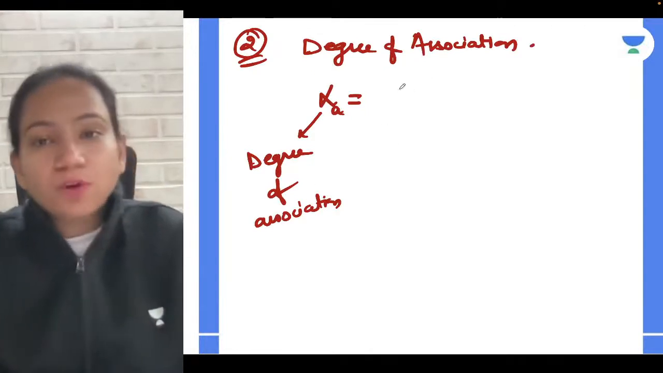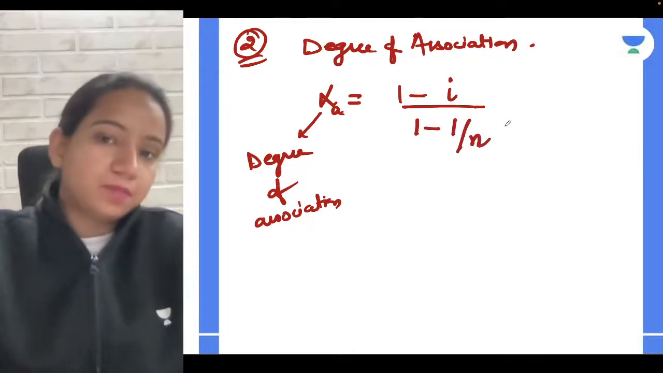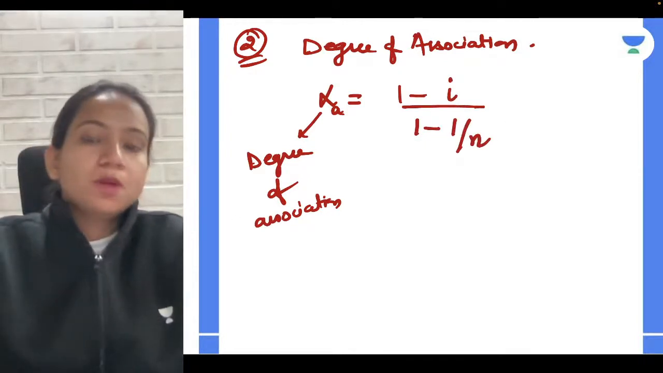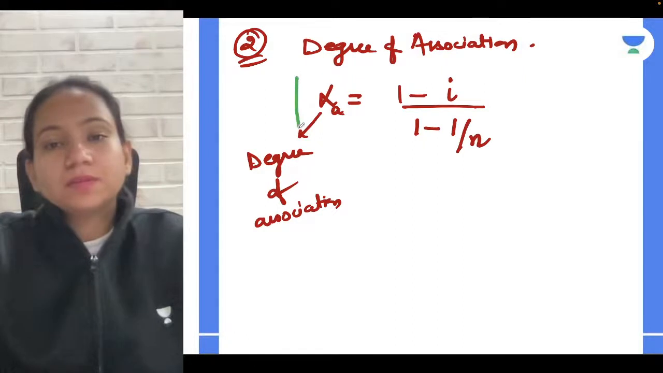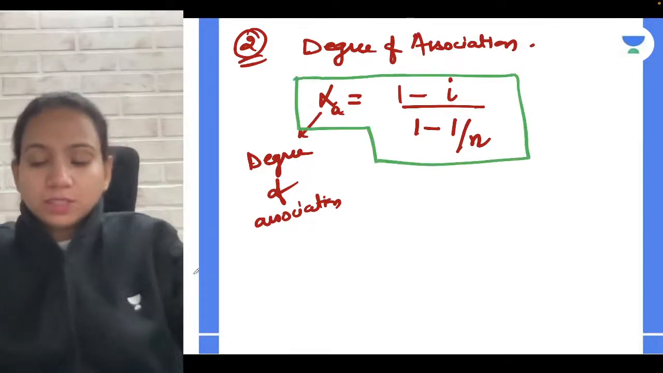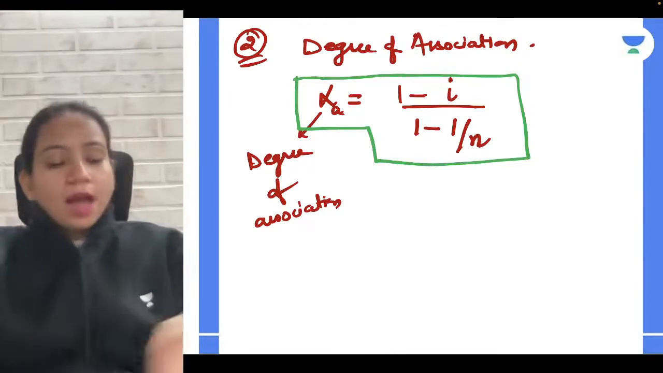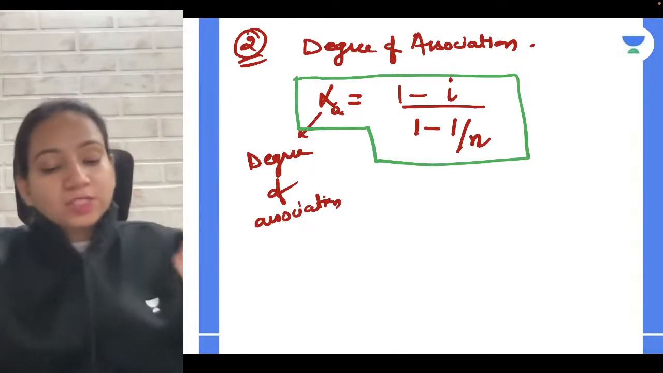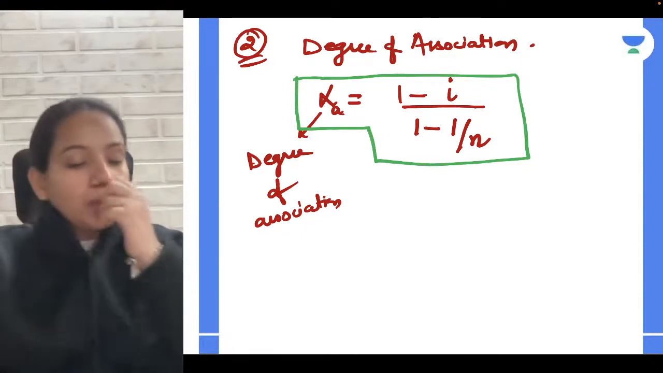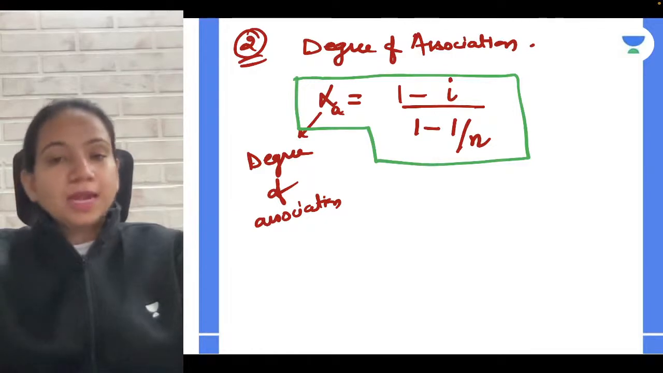How do you calculate it? The formula is alpha = (1 minus i) divided by (1 minus 1 upon n). The terms are the same. i is the Van't Hoff factor, and n is the number of molecules associated. Remember that.